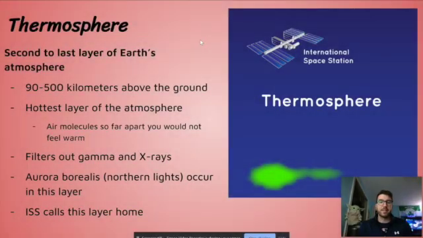All right, so the second to last layer of Earth's atmosphere is called the thermosphere. This layer is a little bit larger than the layers we've been talking about, and this layer ranges from 90 to 500 kilometers above the ground. This is the quote-unquote hottest layer of the atmosphere. But if you were to take a trip to the thermosphere, you would actually feel very cold.